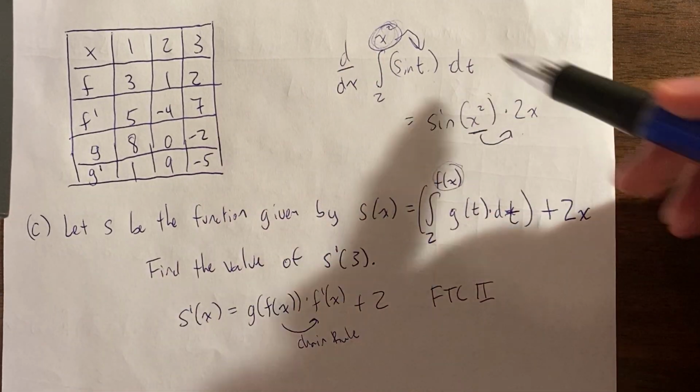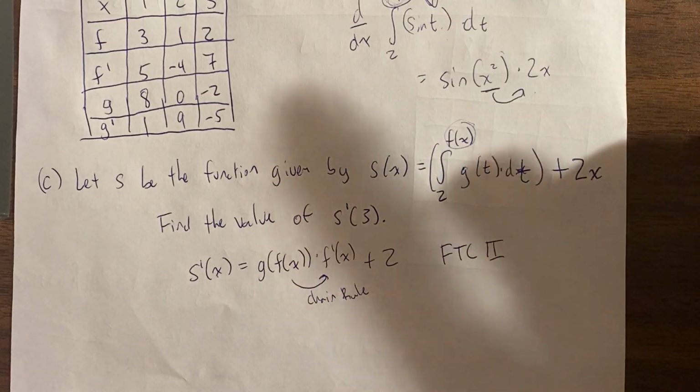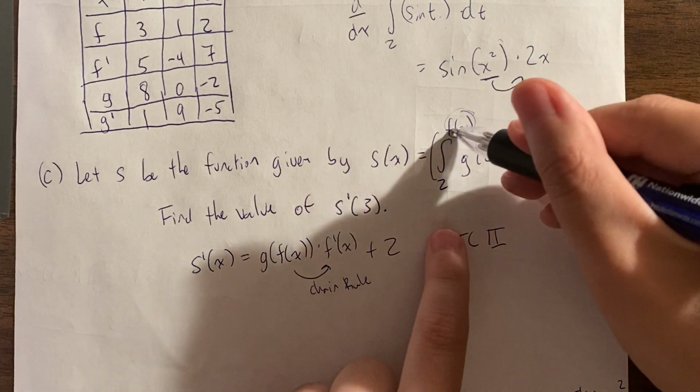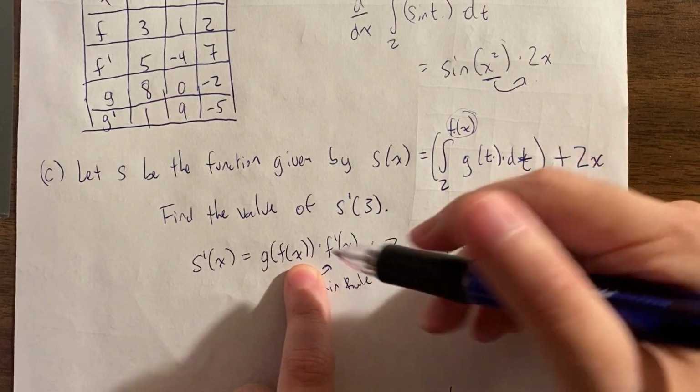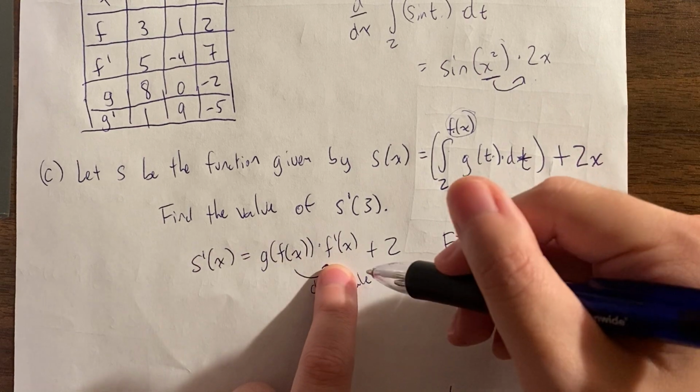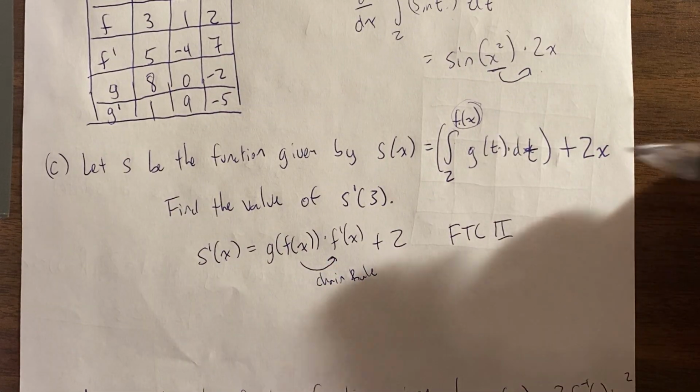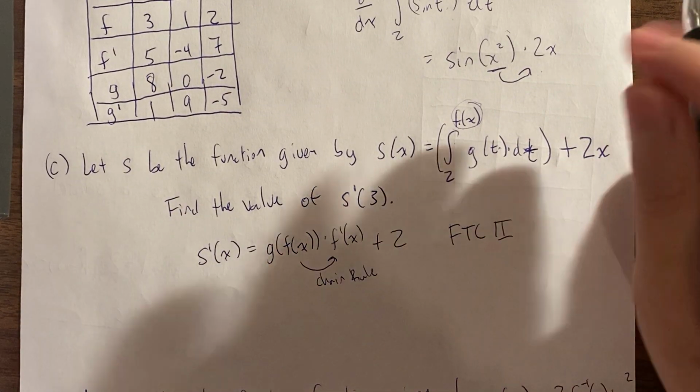The example is being more like this. So again, all you do to take this derivative, you just plug in. So you get g of f of x, and then you multiply it by the derivative of this thing, which is f prime of x. So now that we've taken the derivative, the rest of the question should be pretty easy.